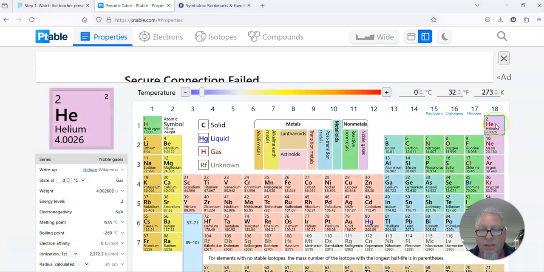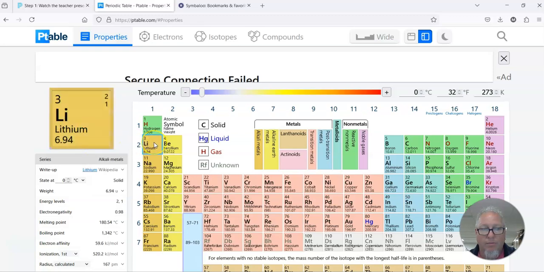If I were to look at helium, now helium has a mass number of 4 and an atomic number of 2. It has a mass number of 4 and an atomic number of 2. So if 2 is the number of protons, you would have to add the number of neutrons to that to get to the mass number. So if it has 2 protons, it must have 2 neutrons in order to equal 4.